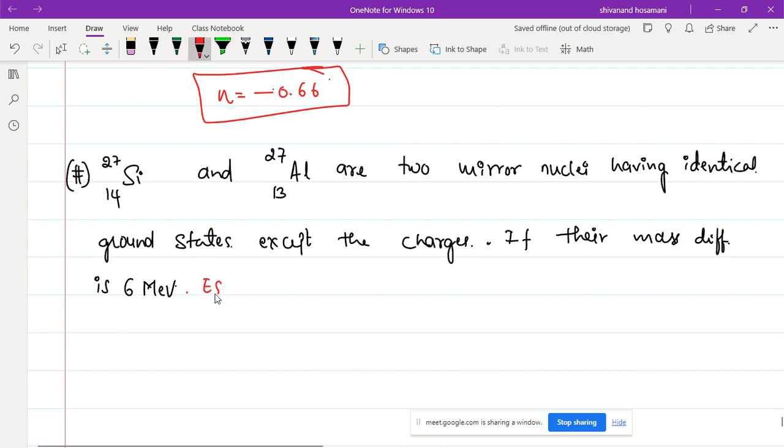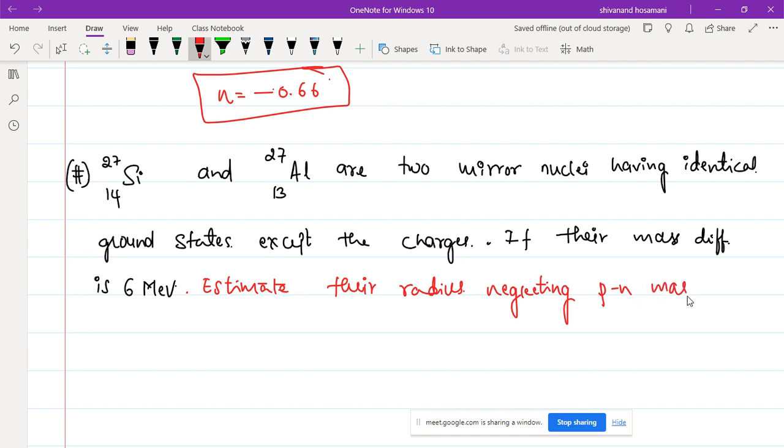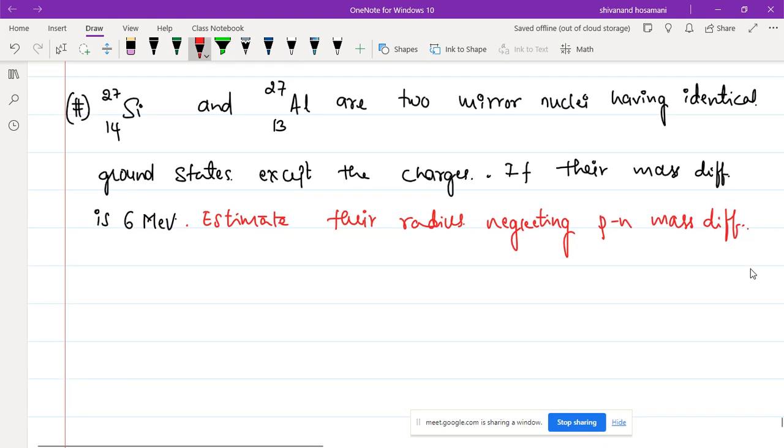Estimate their radius, neglecting the proton-neutron mass difference. Yes, can you do this? So remember, the property of the mirror nuclei is always that the radius will be the same. So we need to remember this property.